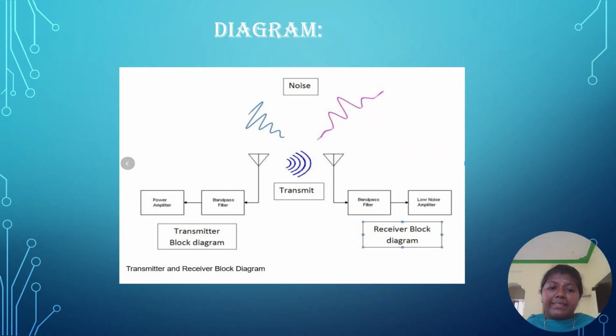Next slide. This diagram is a transmitter and receiver block diagram. The transmitter block diagram sends a message through noise and transmits. There they rectify the frequency error or unwanted signal errors. They rectify here, and then it goes to the receiver block diagram, which recovers the original signal. Next slide.